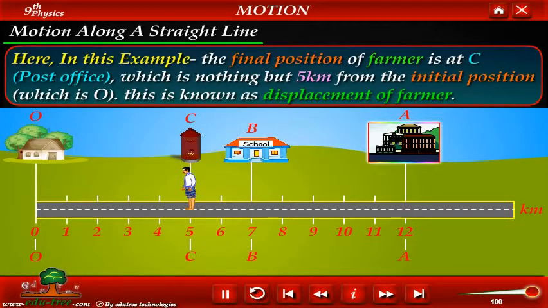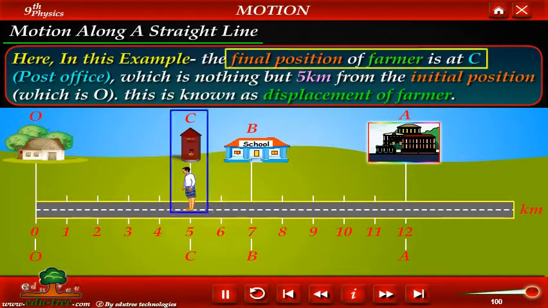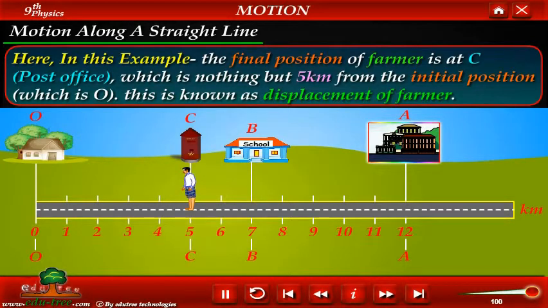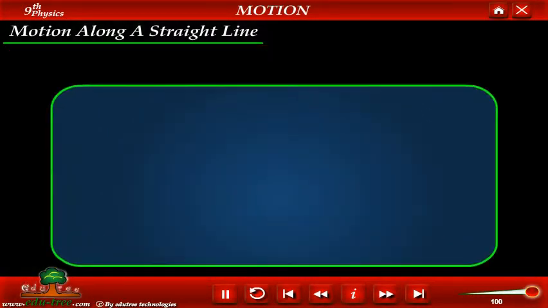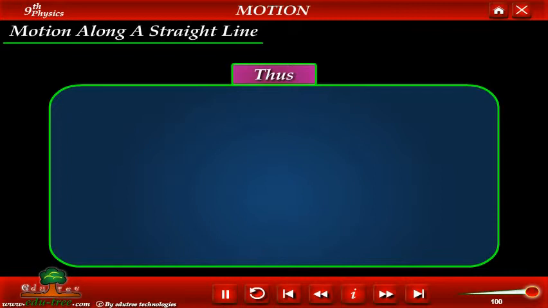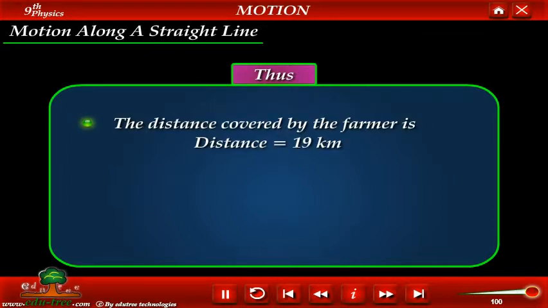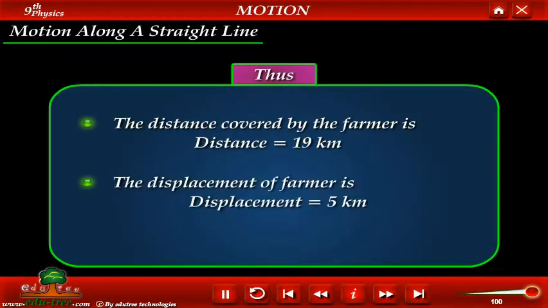Here, in this example, the final position of the farmer is at C, post office, which is nothing but 5 kilometers from the initial position, which is O. This is known as the displacement of the farmer. Thus, the distance covered by the farmer is 19 kilometers. The displacement of the farmer is 5 kilometers.